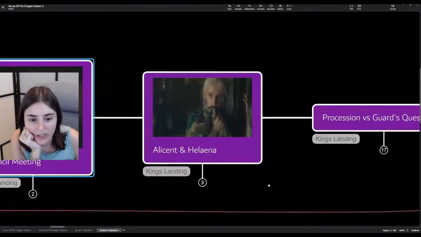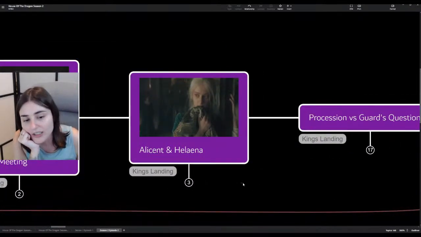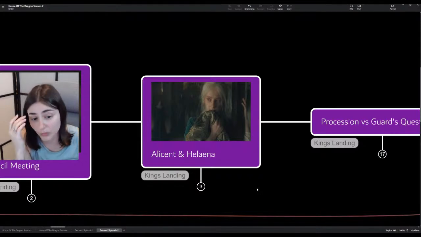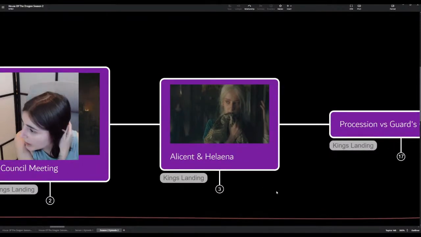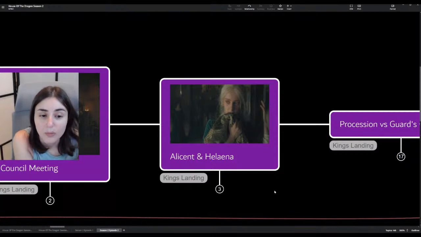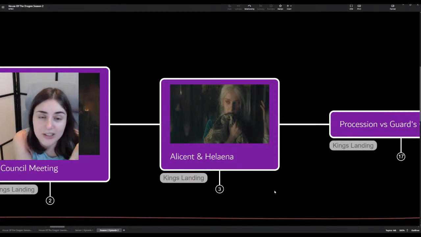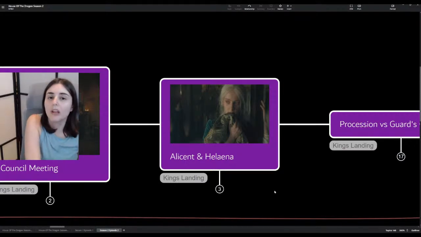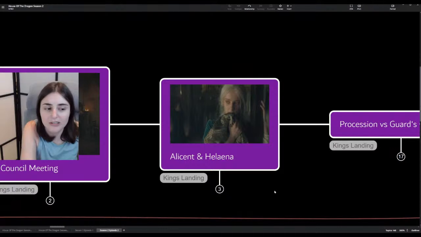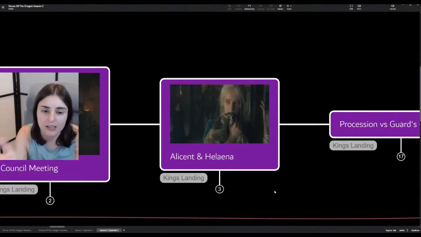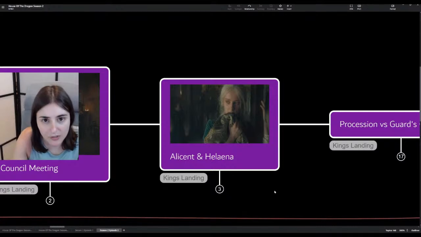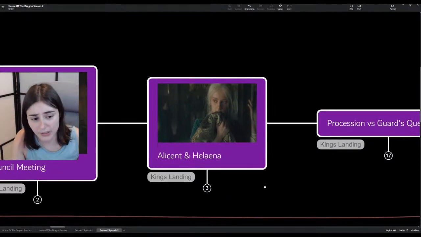Cool. Then we get to Alicent and Helaena. So Alicent goes and lets Helaena know that, oh yeah, we're going to be in the procession. Helaena does not want to go out there. Some really cool themes going on in this scene, where she doesn't know the realm. She doesn't know the people. She doesn't want to share her grief with them. They aren't hers. She doesn't know them. So there's a nice discussion back and forth with Alicent, where Alicent is explaining to her that they are representatives of the crown, and that's why they have to do it.